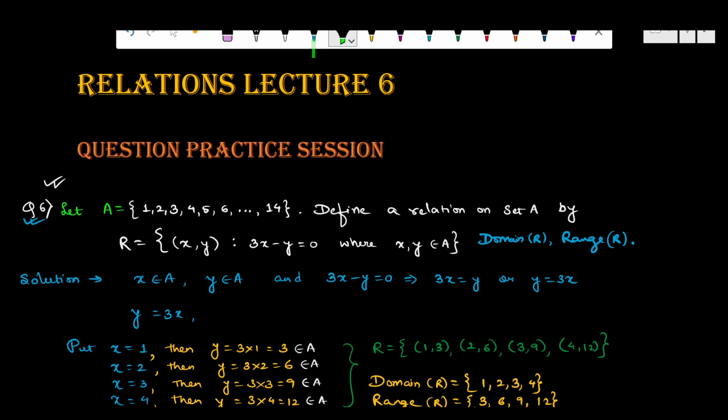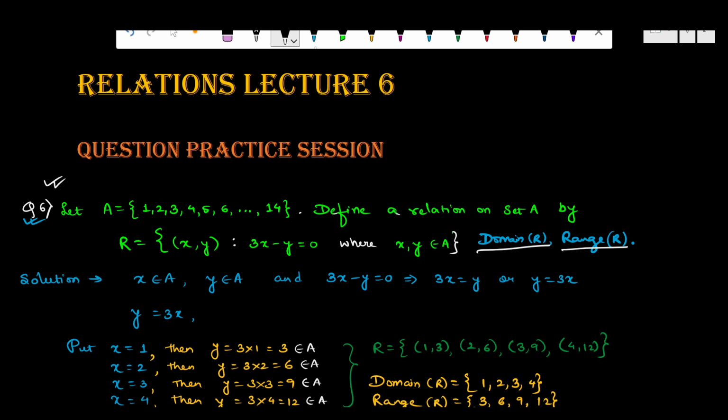Let A be a set which contains elements from 1 to 14. We define a relation on set A by R equals to the set of all those ordered pairs which satisfies 3x minus y equals to 0. Obviously x and y belongs to A. We need to find here the domain of R and range of R, right?